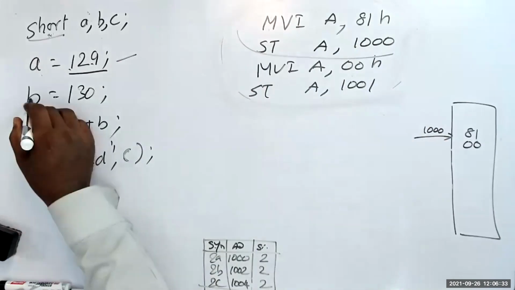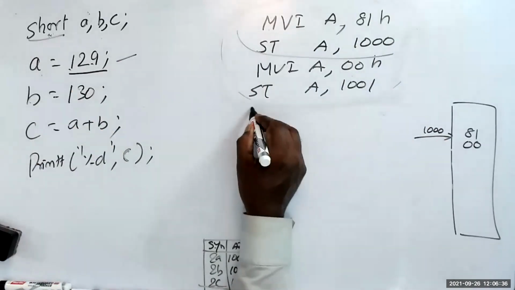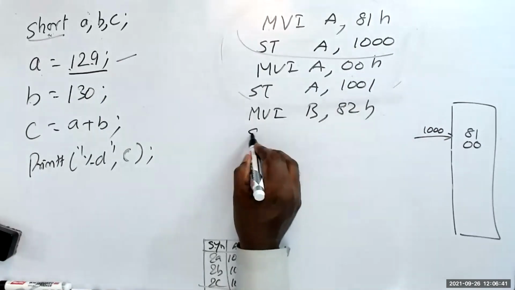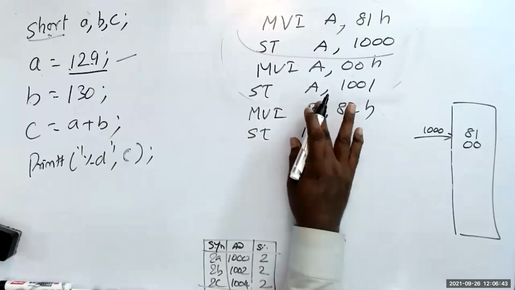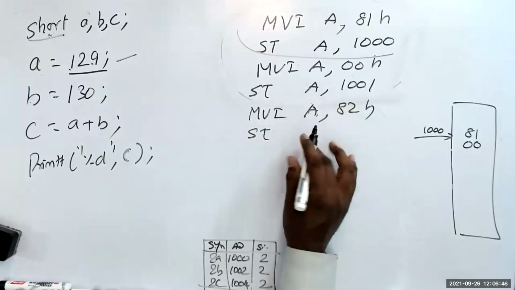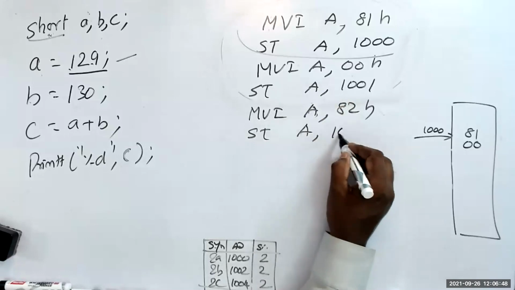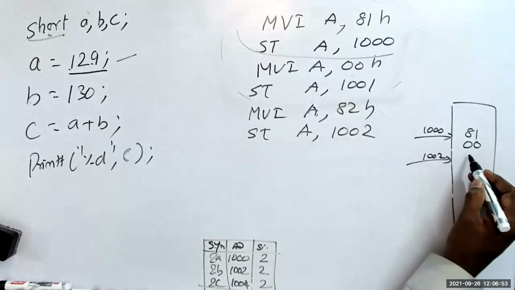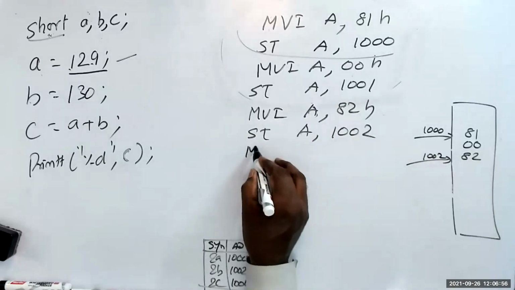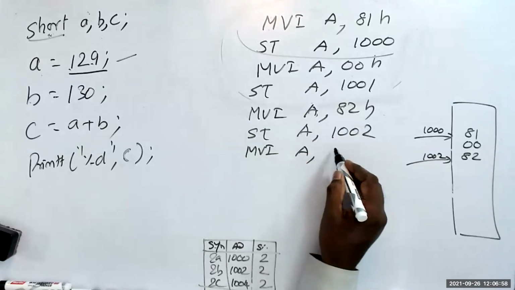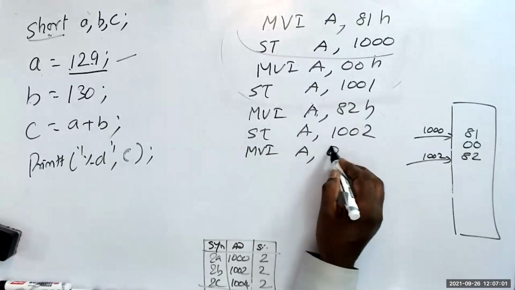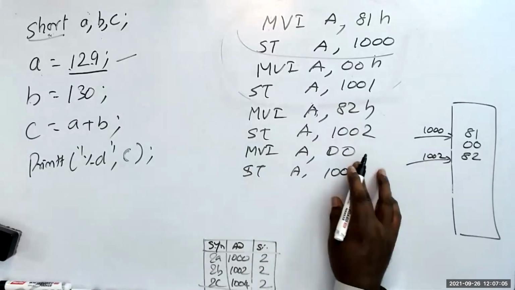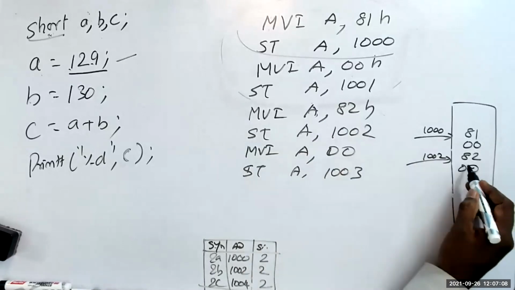It does the same thing. If you say move immediate A, 82H, store accumulator, 1002. So at 1002, it will move 82. Then move immediate A, 00. Store accumulator, 1003. 00. Understood?